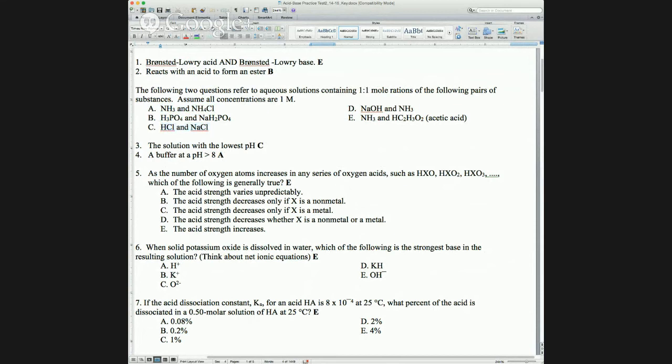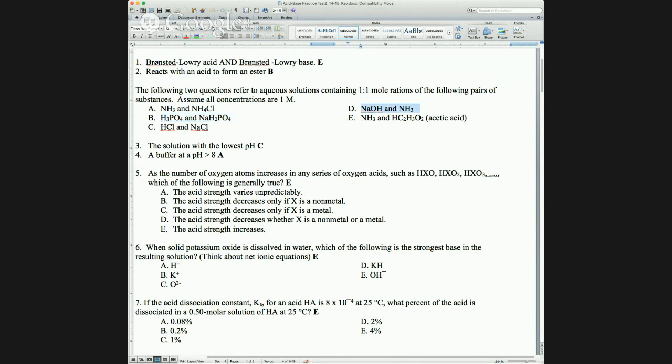HCl and NaCl. NaCl is completely a salt. HCl is acidic. Of these three, this is probably going to have the lowest pH, because while this is a buffer, this is still a weak acid. If all concentrations are 1 molar, more HCl is going to dissociate than H3PO4, which means its overall pH is going to be lower.